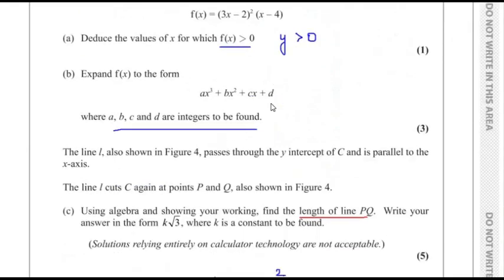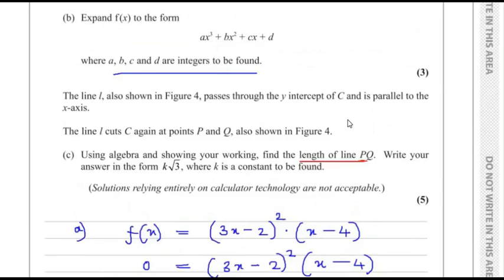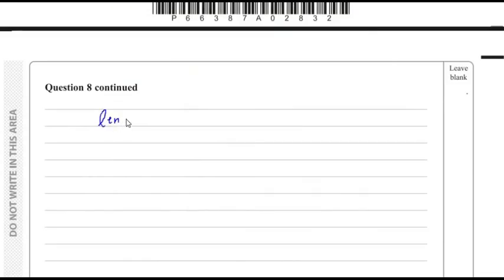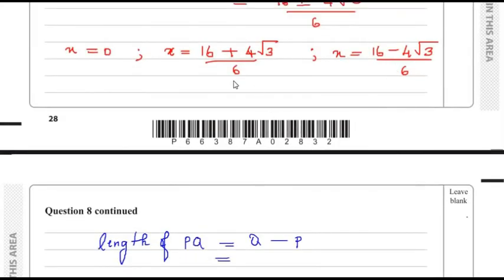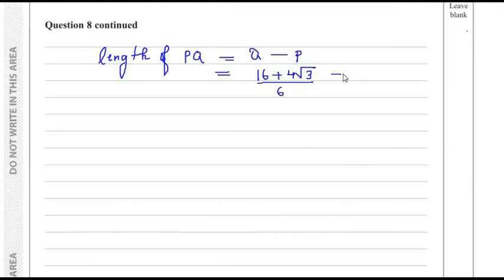Now here in part C they want us to find the distance or length of line PQ. So the length of line PQ is this part, that is between Q and P. So the length of PQ is given as Q minus P, and Q we had taken as 16 plus 4 root 3 over 6, and P is given as 16 minus 4 root 3 over 6.